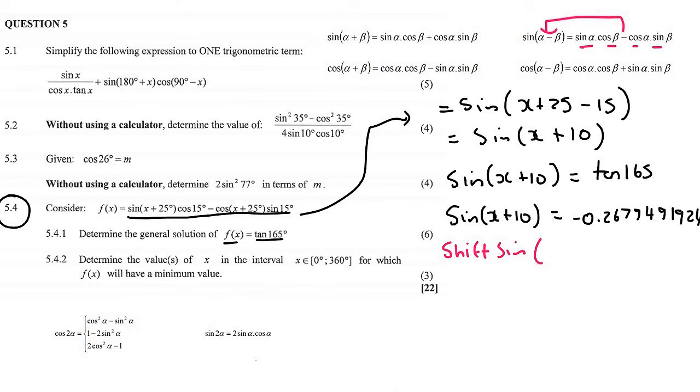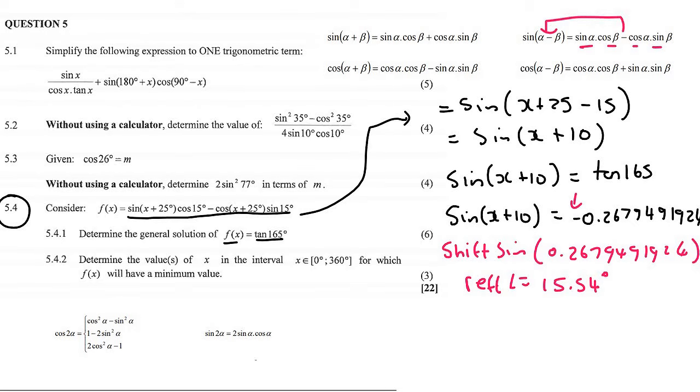Now we can get our reference angle by saying shift sin. Now remember, we don't put the negative on the calculator, so you put all the other stuff, 0.2679491924, and that's going to give us a reference angle of 15.54 degrees. And now what we can go do is work in our quadrants.